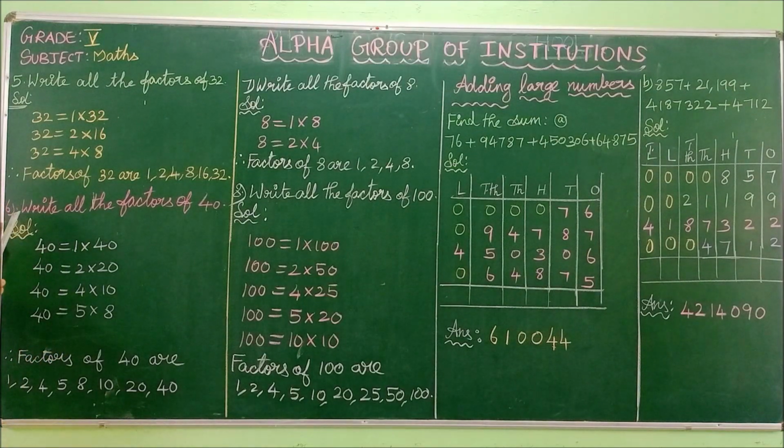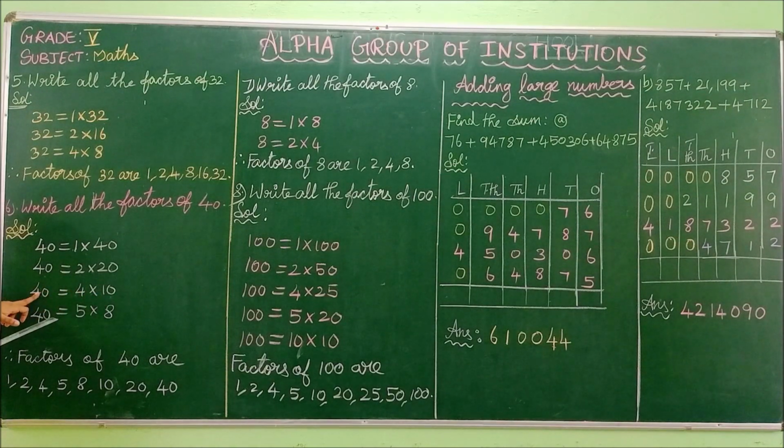Next we are going to see the 6th sum. Write all the factors of 40. So first step you have to write 1 into 40. 40 also comes in the 2 table. So it can be written as 2 into 20. 40 also comes in the 4 table. So it can be written as 4 into 10.